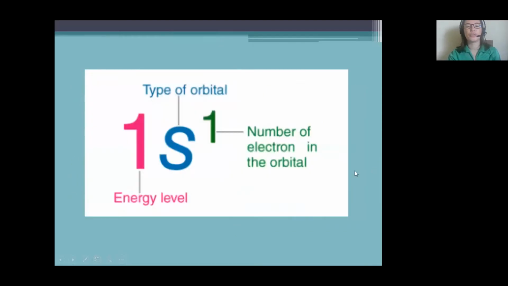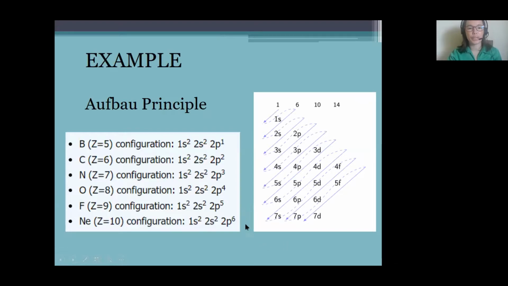Okay? So in writing the electron configuration, you should understand that 1 here stands for the main energy level, or the principal quantum number. Here is the sublevel, the type of orbital, which is s, and this one is the number of electrons in the orbital. Okay, so say for example, you are to write the electron configuration of this element using the Aufbau. So here in boron, where the atomic number is 5, its electrons are 5.